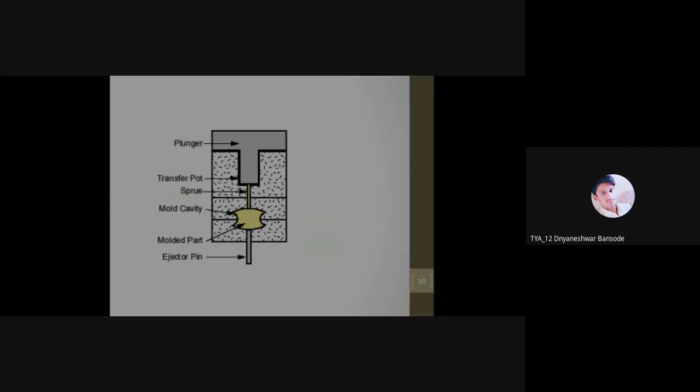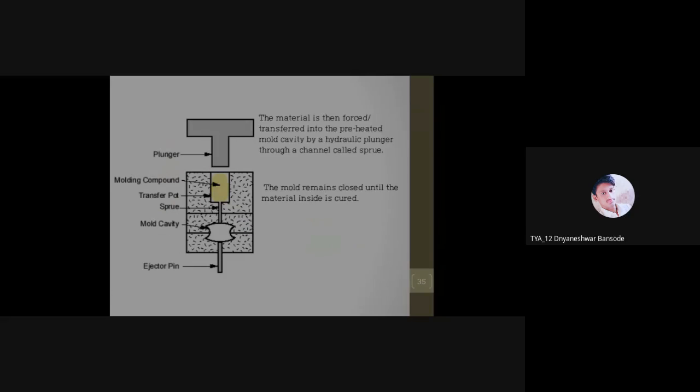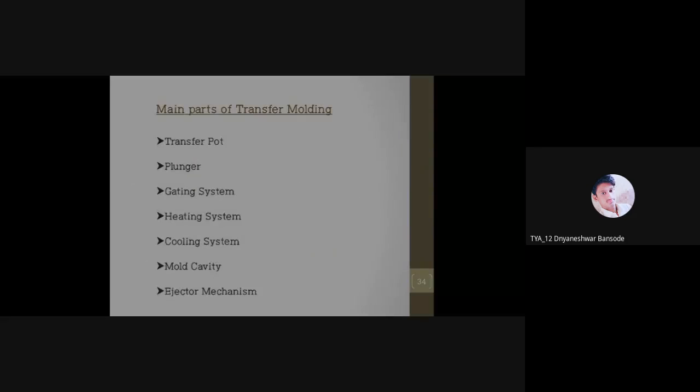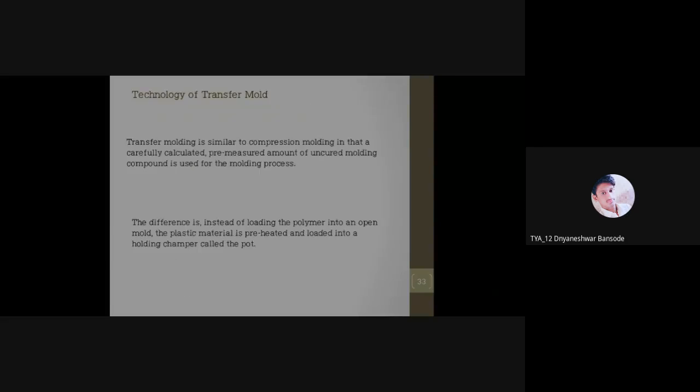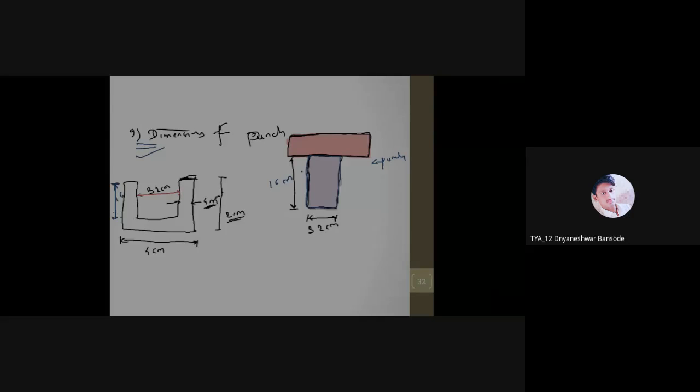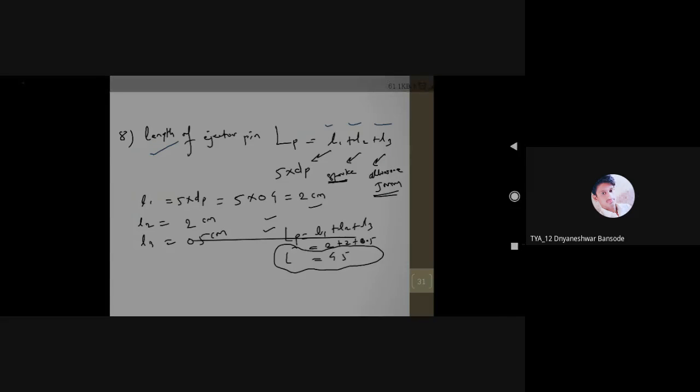So this is the process of transfer molding. These are the main parts of transfer molding: transfer pot, plunger, gating system to transfer the mold material from the transfer pot to the cavity, then heating system, cooling system, mold cavity, and ejector mechanism. These are required for one system setup, which is a common one. When you go for the automation, obviously additional setup is required. Right. Okay. So we'll close with this.